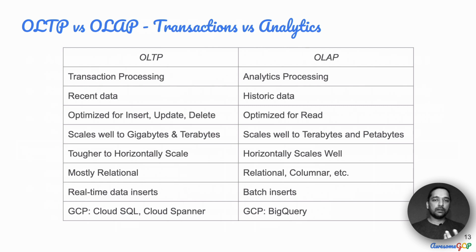OLTPs are mostly relational, whereas OLAPs can be relational or columnar or other storage format. OLTPs are dealing with current data, which means you're typically going to deal with real-time data inserts. As soon as a transaction or a fund transfer is initiated, you want that to happen immediately.